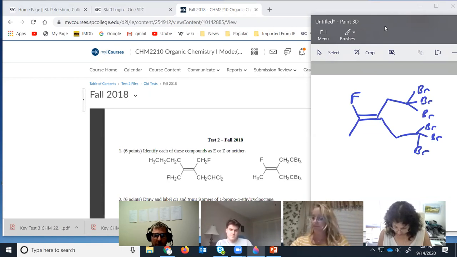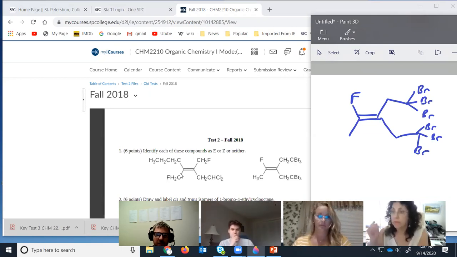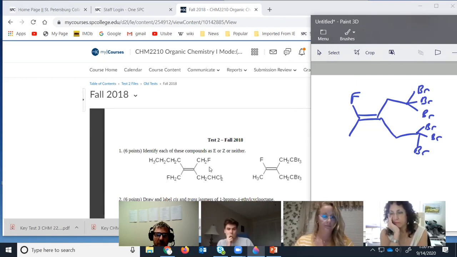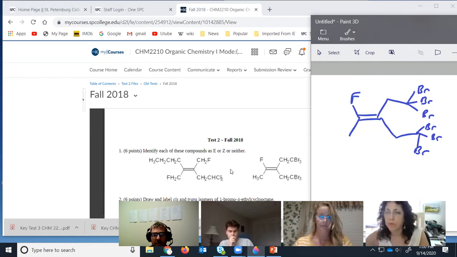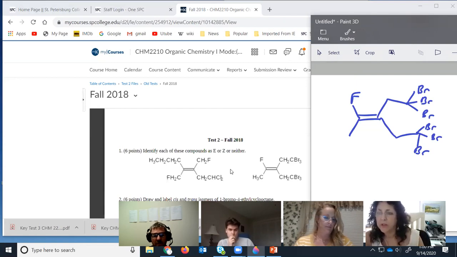So you might be saying, well, but what about this one? This one has the same thing attached. What's different though? This one is definitely, I think we said it was E, right? So what's the difference here? How do I square that? Seems like I'm talking out both sides of my face here. Because they're attached on the other side. Yeah, they're attached to two different C's.